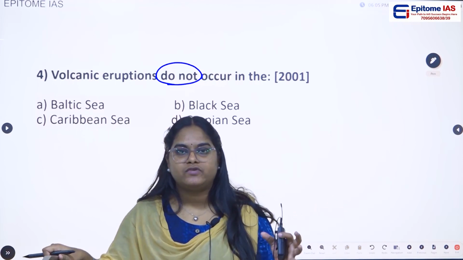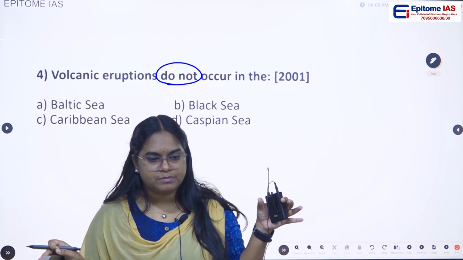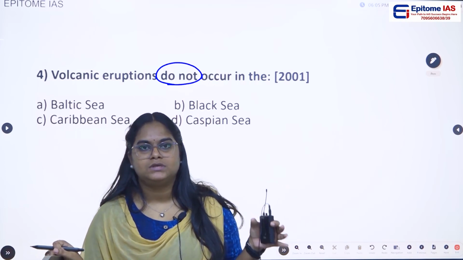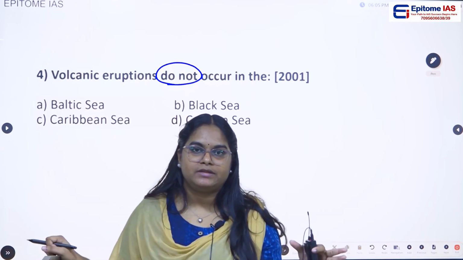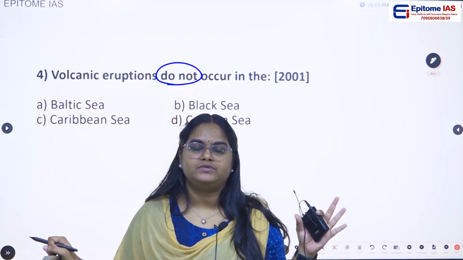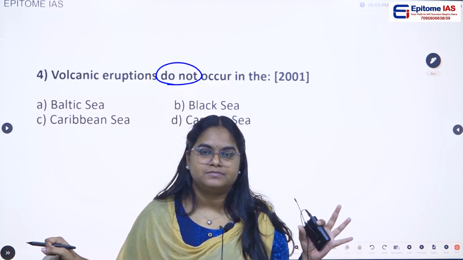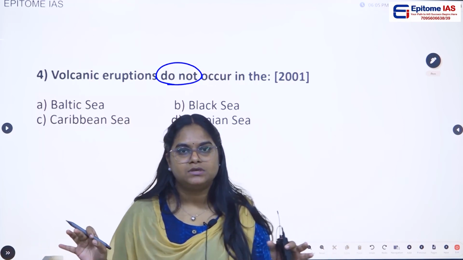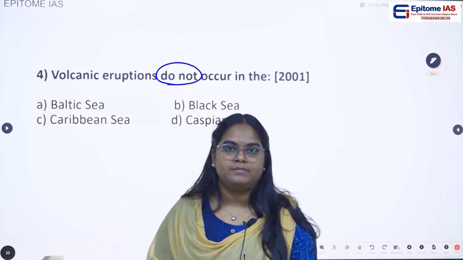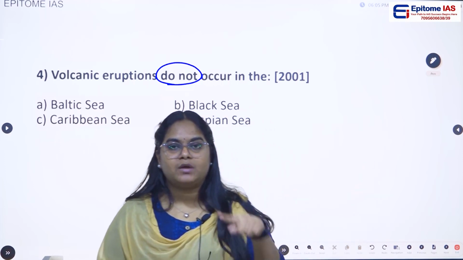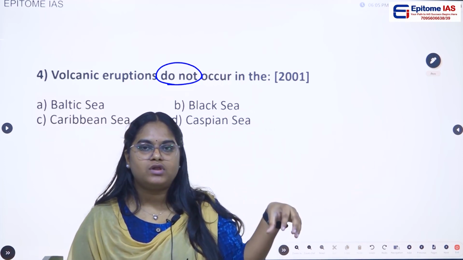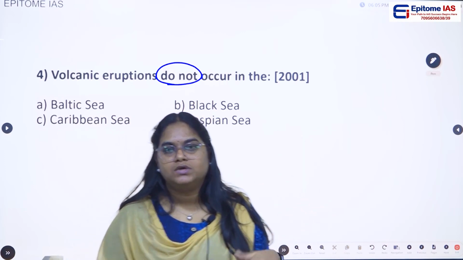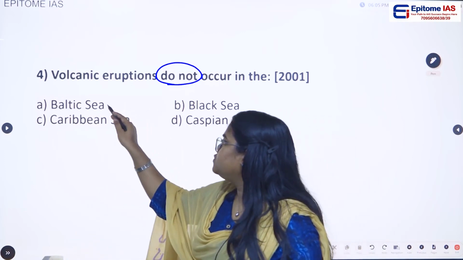The major cause for any volcanic eruption, the presence of volcanoes, is that the particular location is going to be on the boundary of a plate. We can say the plate boundary. So we have different sorts of plate boundaries. So these plate boundaries are one of the major causes of the presence of volcanoes and the volcanic eruptions. So if you see the Baltic Sea, this would be the correct answer.